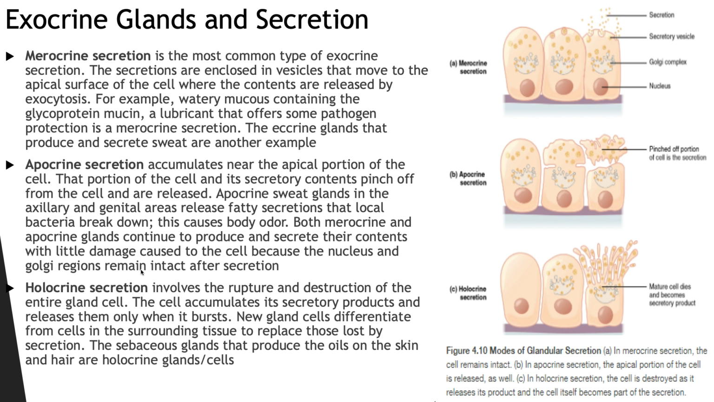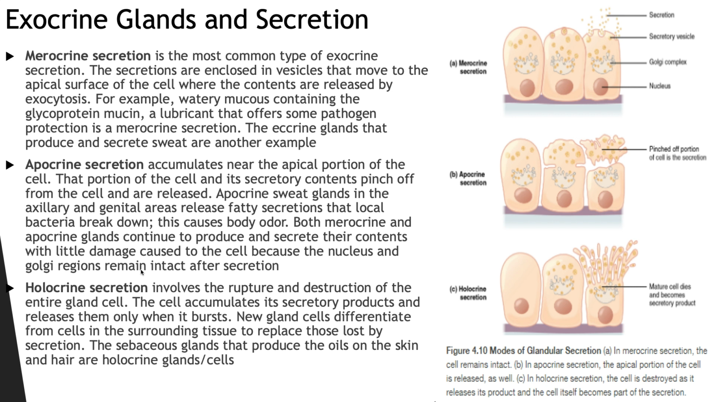You have the apocrine glands, which generally accumulate near the apical surface of the cell as well. A lot of these things will be released at that apical surface. And from there, its components will pinch off from the cell and then they're released. So it kind of cuts off the top portion of the cell and then releases.